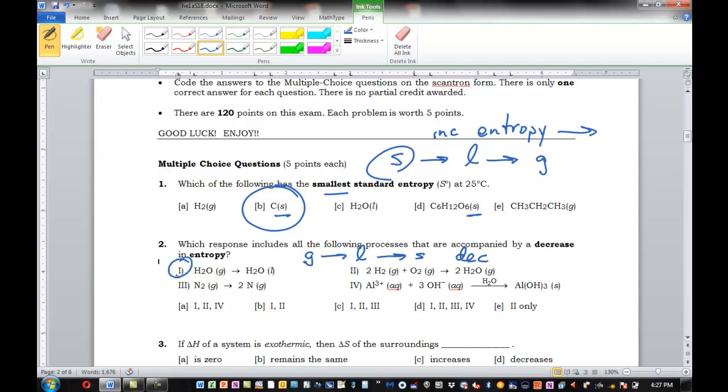That is certainly a decrease. All right. Let's go to number 2. 2H2 plus O2. So that's 3 moles of gas to only 2 moles. So we're decreasing the number of gas particles. That is certainly a decrease in entropy.